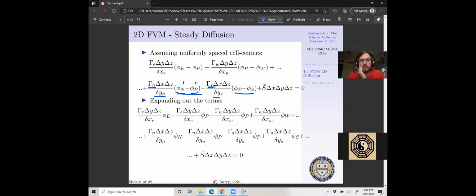Now note we have two new diffusion coefficients, phi n and phi s. And we also have to recall that when we integrated with respect to our control volume or differential volume, we're going to be left with delta x and delta z for these terms. And last but not least, we have our volumetric heat generation term.